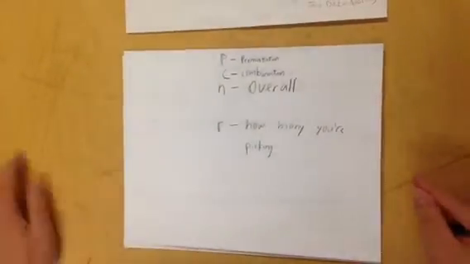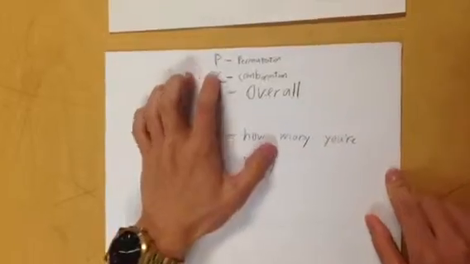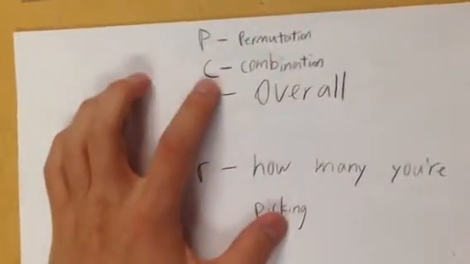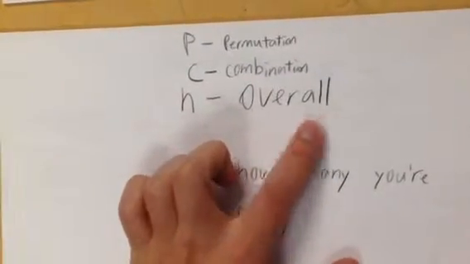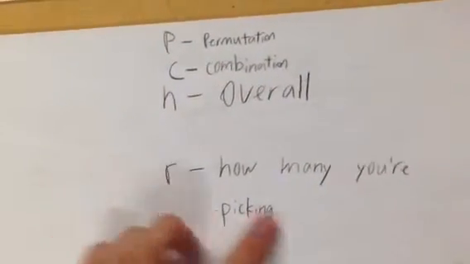So first you have to know the symbols. The P represents permutation and C represents combination. N means the overall sample size you're choosing, and R represents how many you're picking.